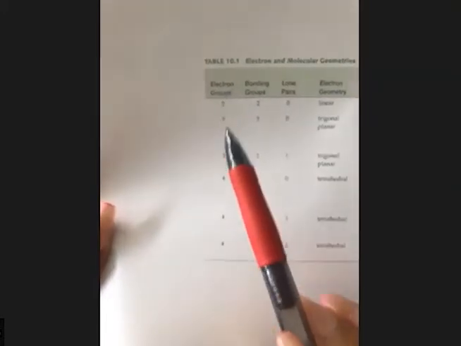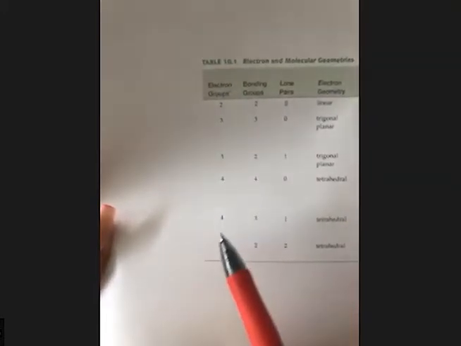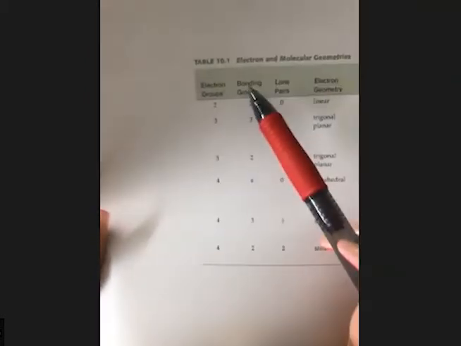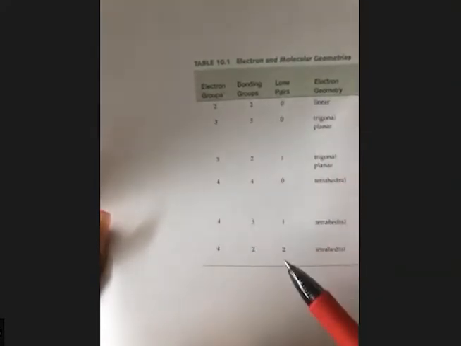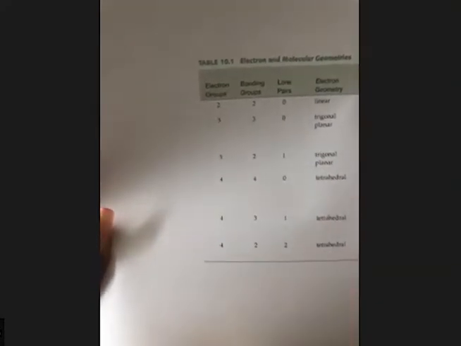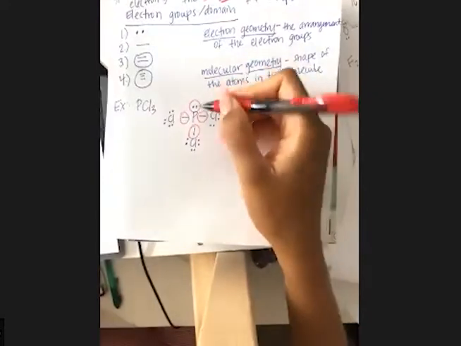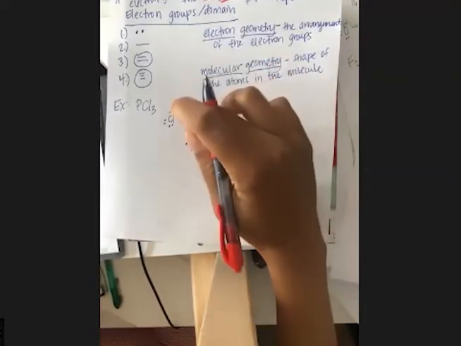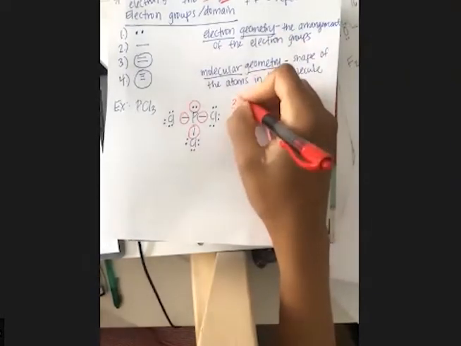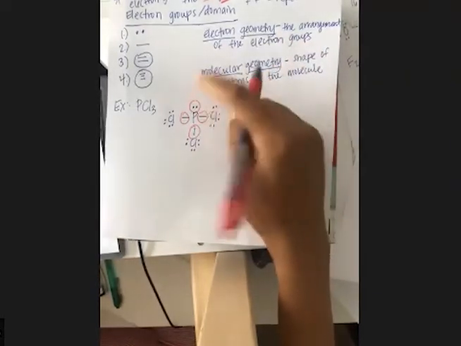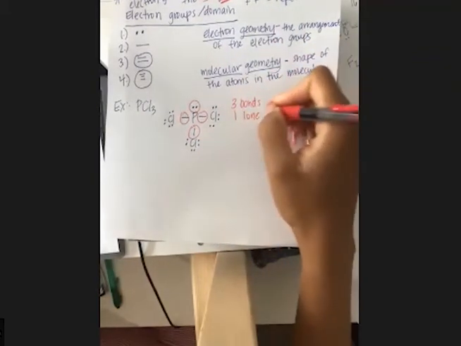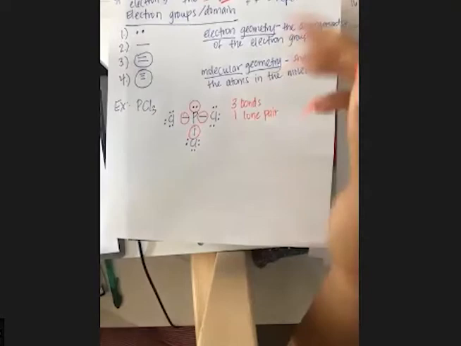So I can ignore the 2s and the 3s. I have 3 options for 4 electron groups. In this case, the next column says how many are bonding and how many are lone pairs. So we go back to our molecule and say, okay, we have 3 bonding, because 1, 2, 3, I have 3 bonds. And then I have 1 lone pair. So I look at the row that says 3 bonding.